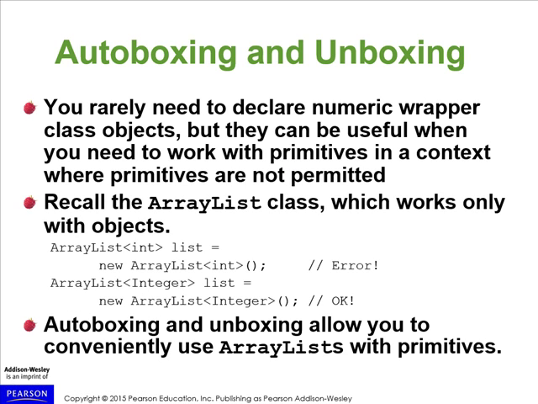Notice, as it says on the slide here, you rarely need to declare numeric wrapper class objects, but they can be useful when you need to work with primitives in a context where you can't work with primitives. So if you had an array list, what you're doing is kind of an advanced form of, what's the word I'm looking for? Casting. You're doing an advanced form of casting. And as mentioned at the bottom there, autoboxing and unboxing allow you to conveniently use array lists with primitives.